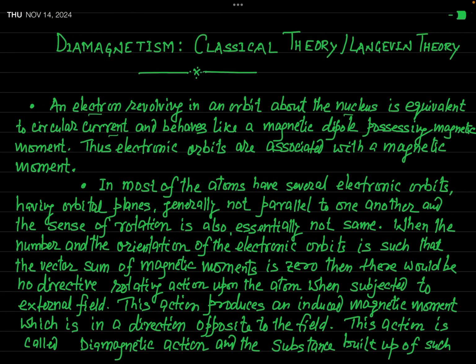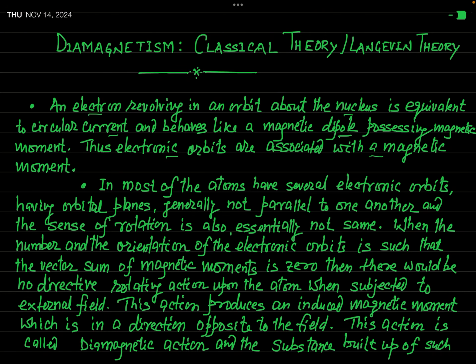If it behaves like a magnetic dipole, and a magnetic dipole is characterized by a magnetic dipole moment, then definitely it will have a magnetic dipole moment. Such a dipole is also called an atomic dipole. In this way, the electronic orbits, or the orbits in which electrons are revolving, are associated with magnetic moment.